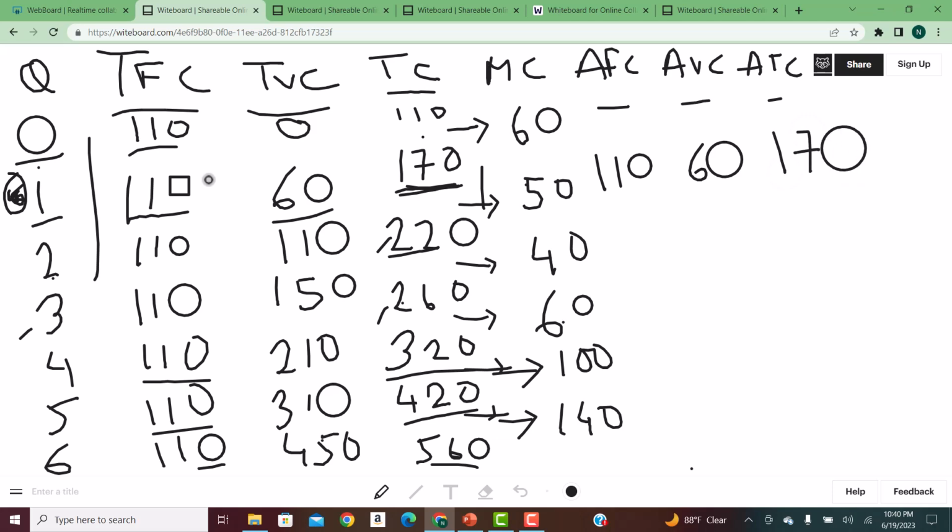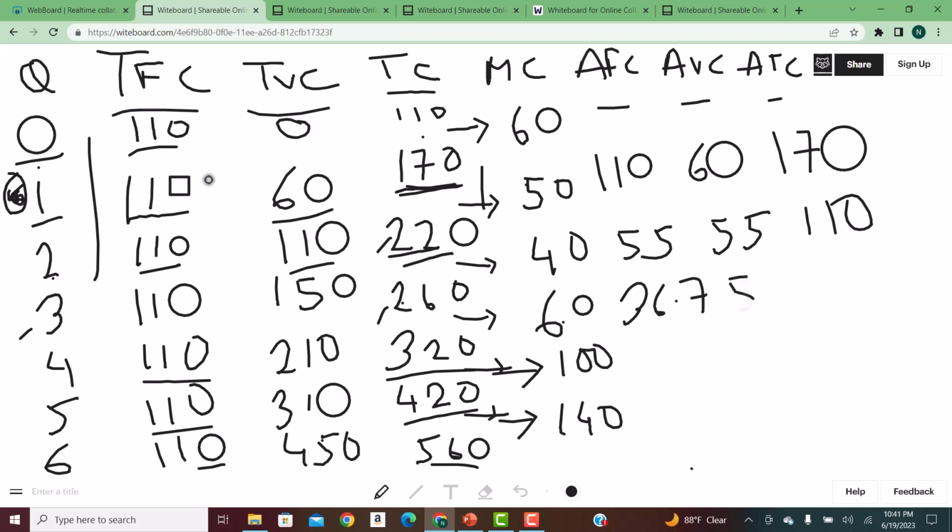Next one, when we are producing 2 units, total fixed cost is 110, so 110 divided by 2 is 55. Total variable cost is also 110, so 110 divided by 2 is 55. And average total cost is 220 divided by 2, which is 110. Next one, average fixed cost is 110 divided by 3, that is 36.7. Variable cost is 150 divided by 3, which is 50. And average total cost is 260 divided by 3, which is 86.7.